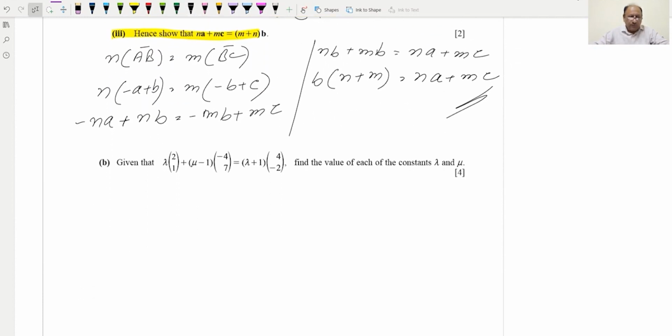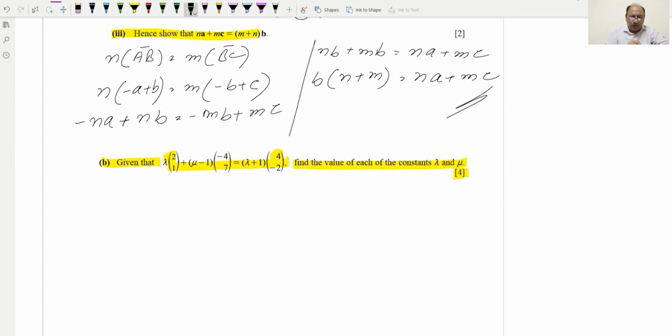Now for the B part, it says, given that this is equal to this one, find the value of each of the constants lambda and mu, and this is a 4-mark question. So we can utilize the given equation. If we multiply, this will be 2 lambda.